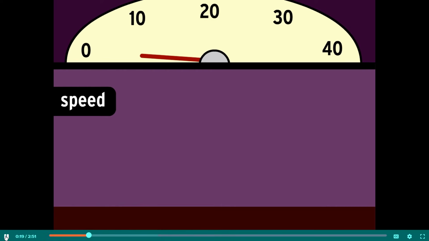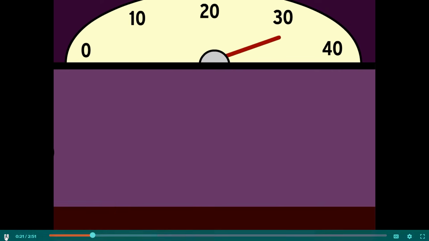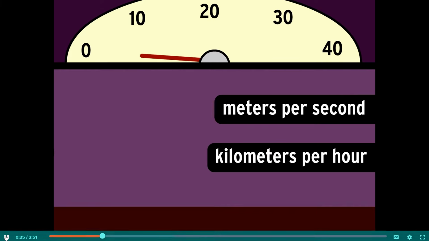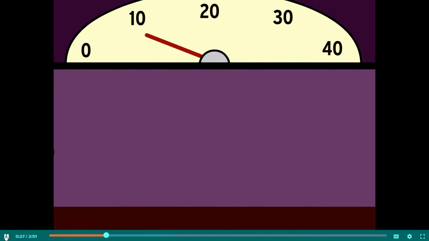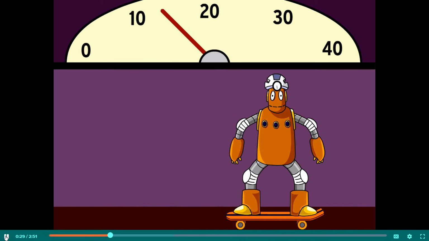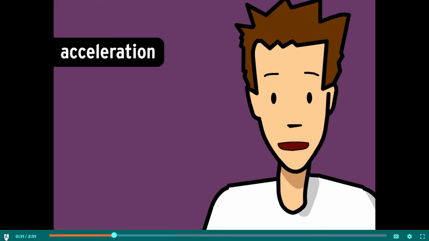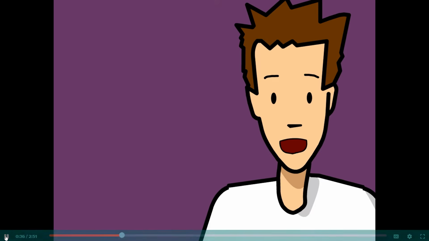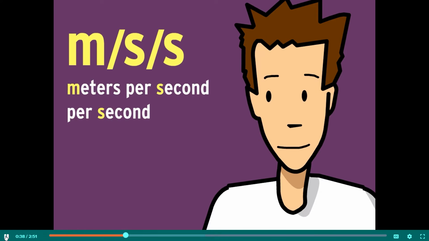Speed tells you how fast you're going, and it's measured in units of distance per unit of time, like meters per second or kilometers per hour. But sometimes you have to speed up, slow down, or turn around. Acceleration is the rate at which motion changes. Acceleration is measured in speed per second, like meters per second per second. That's meters per second squared.